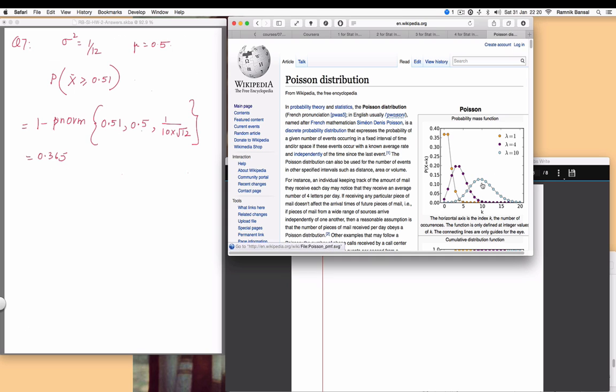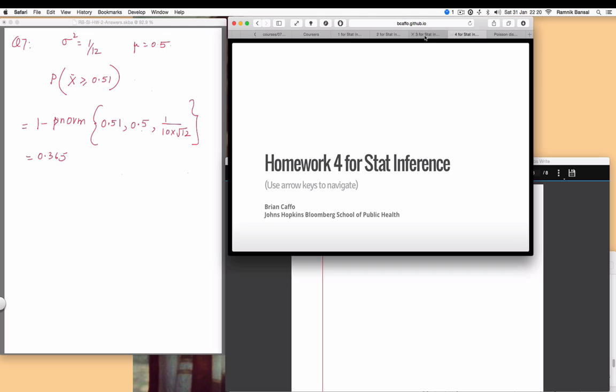Now what he's saying is, suppose this was the case, the mean is 16.5 for one day. What is the probability of getting less than 20 cars in 2 days? How do you solve this?